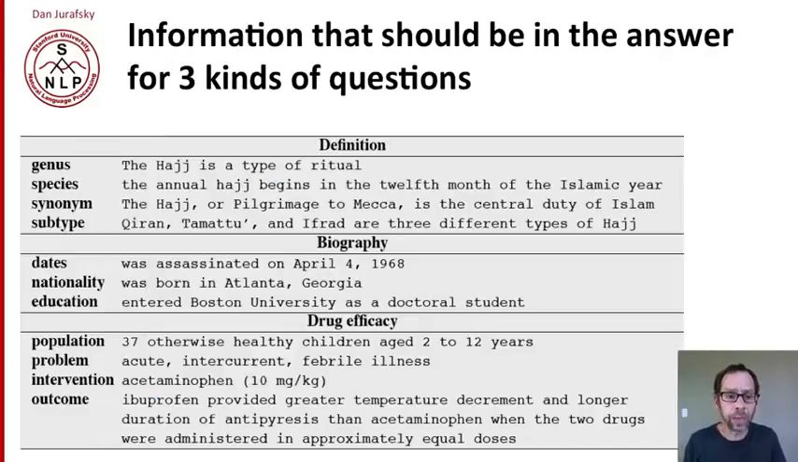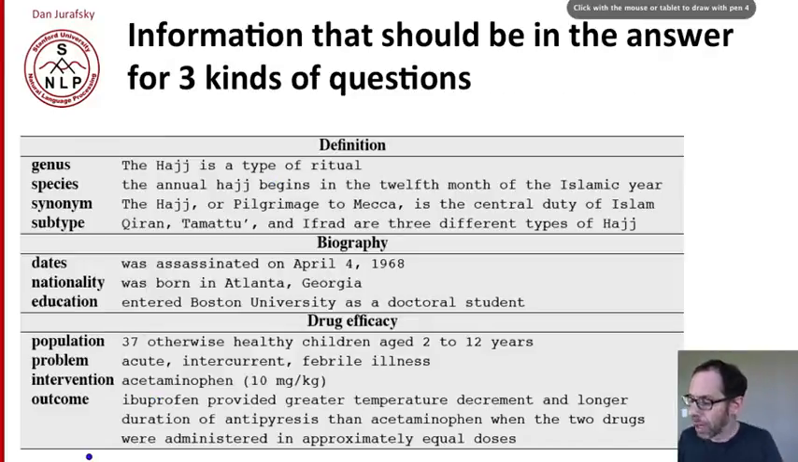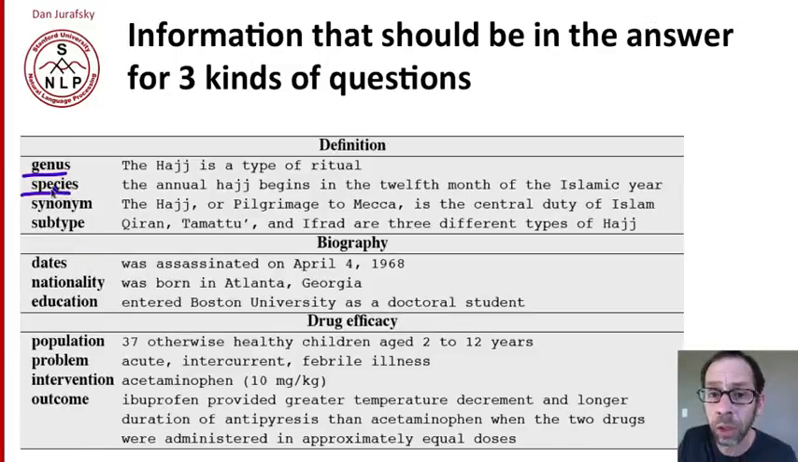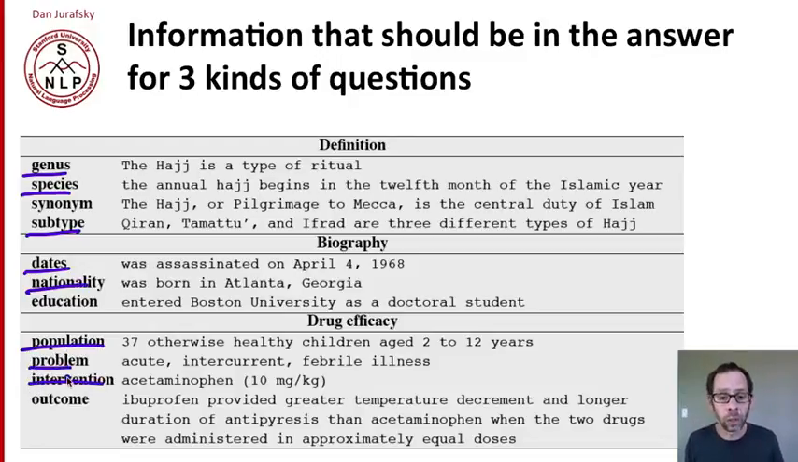So for these three kinds of answers, we might know what we need to extract. For a definition question, we've got to build a genus detector and a species extractor, a subtype extractor, whereas for a biography question, we need to build a date extractor and a nationality extractor, while for a drug efficacy question, we have to extract the population a study was run on, or what the problem or intervention are, and so on. And I've given you examples here of the kind of sentences we need to extract for these kinds of answers.